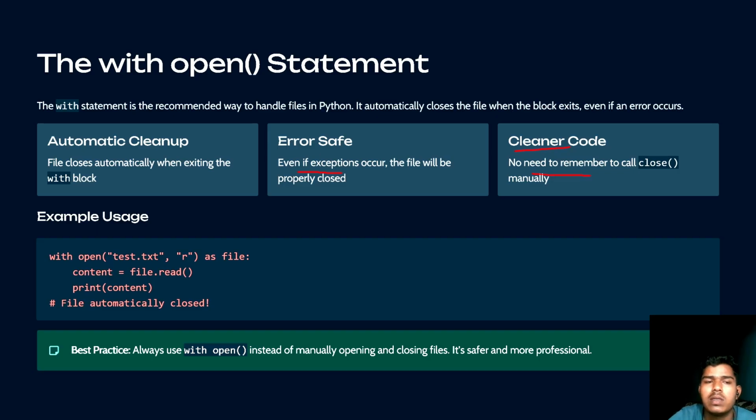For example: with open("test.txt", "r") as file: content = file.read(), print(content). The file is automatically closed. The best practice is to always use with open instead of manually opening and closing files. It is a safer and more professional way.